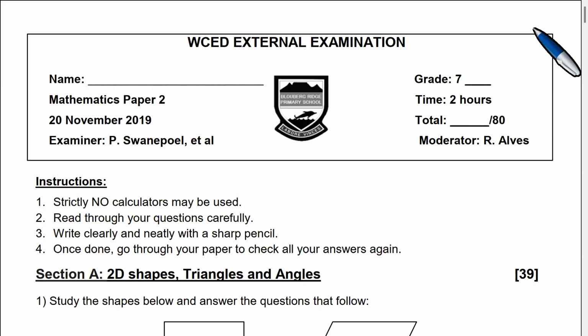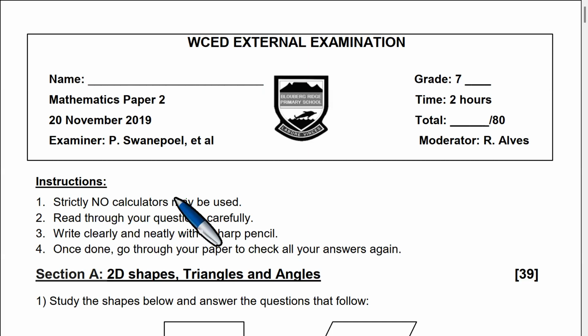Right, we are beginning our discussion now, focusing on the external examination that was written by some students at Lower Big Reach Primary School in 2019, and we are looking at how we can be in a position to do this in our discussion today. Mathematics paper 2, and the examiner has given the instructions.